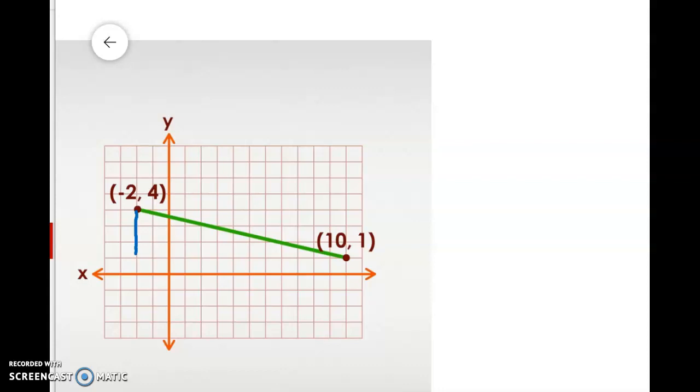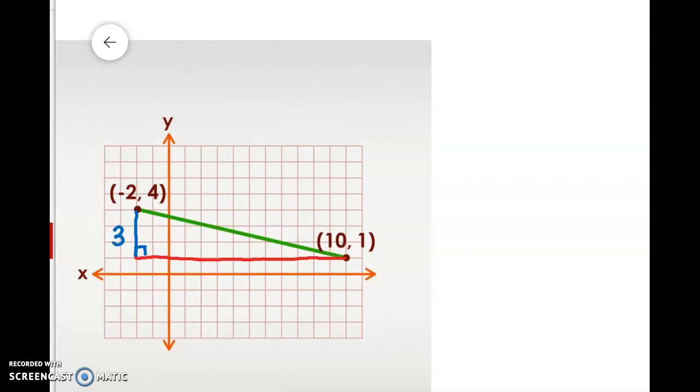So in order to find the distance between 2 points that form a slanted line, what I like to do is turn them into a right triangle. If I create the right triangle formed where the slanted line makes up my hypotenuse, then right here I can count 1, 2, 3. So the length of this side is a 3.